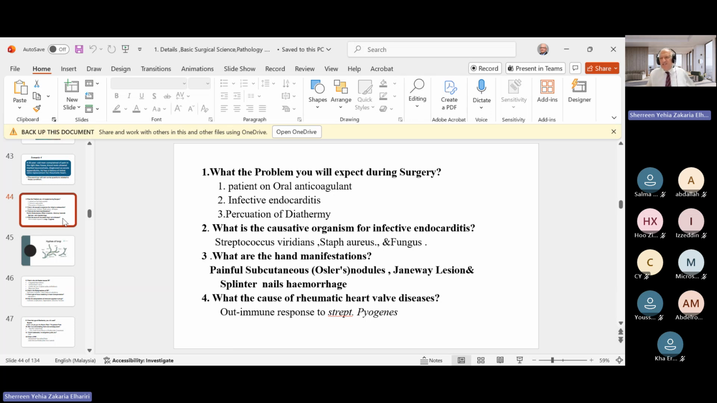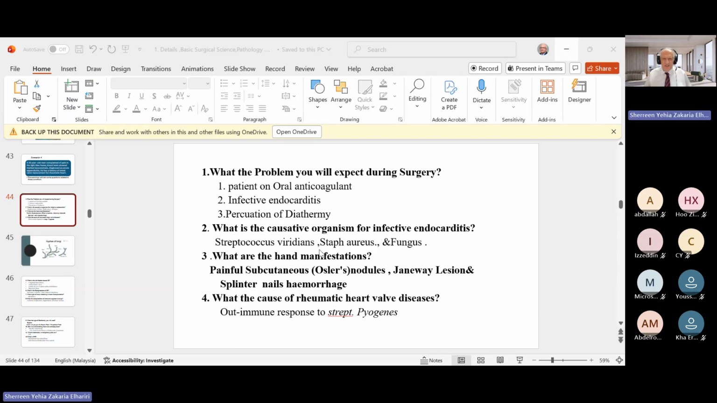What are the hand manifestations of infective endocarditis? Maybe Osler nodes, Janeway lesions, or splinter nail hemorrhages. Okay. What is the cause of rheumatic heart disease in general? It is not common now, we are lucky, but why in the past was rheumatic heart disease very common?